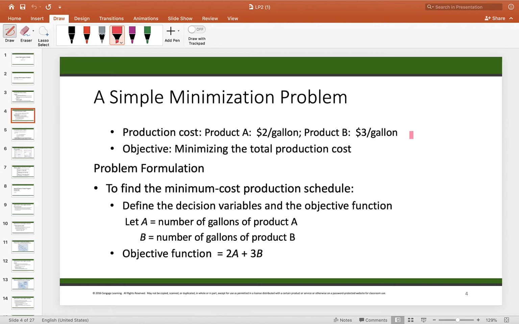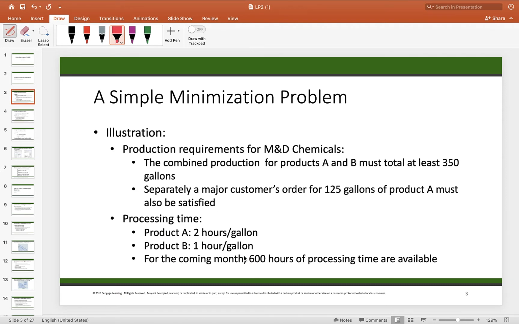That's our objective. And we're also told that A is the number of gallons of product A that will be produced, and B will be the number of gallons of product B to be produced. So we want to minimize our costs. Now that we know that we want to make a decision as to how many gallons of product A and how many gallons of product B we should make to actually minimize our costs, let's go back and put these into a bit more context.